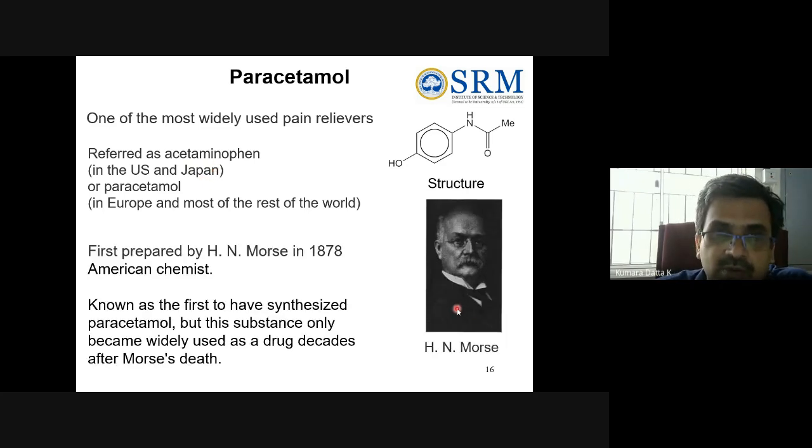So the first isolation of paracetamol was done by Morse, H.N. Morse, in the year 1878. He is known to be the first one who synthesized it, but unfortunately it was only widely used decades after his death. He made it, he isolated it, he observed some properties, but it became more popular after his death.